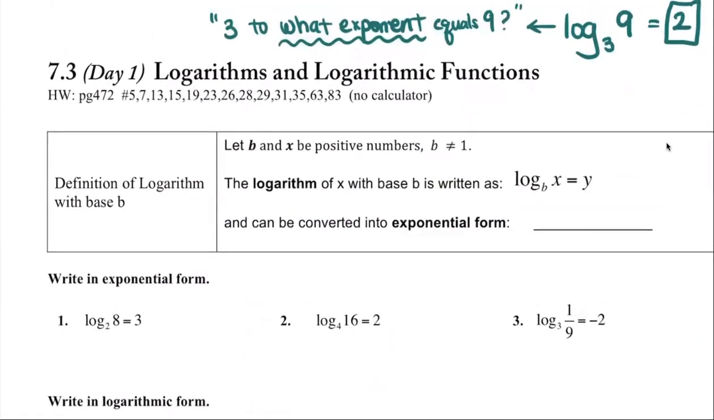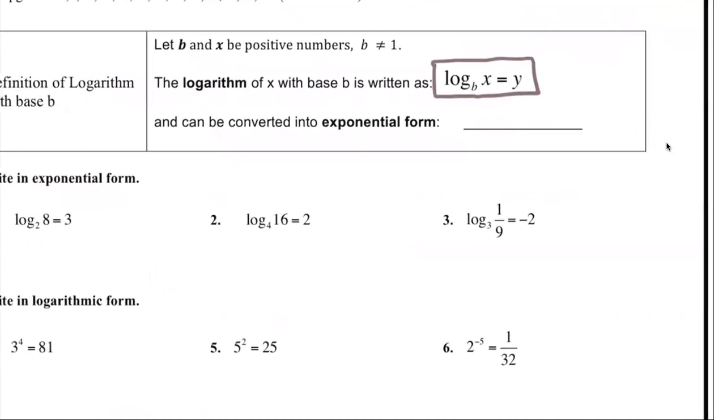All right, so in logarithmic form, you have log base b of x, equal to your answer y. To rewrite this in exponential form, you can rewrite this as base b to the y power is equal to what's inside the log, x. And this is what we call exponential form.